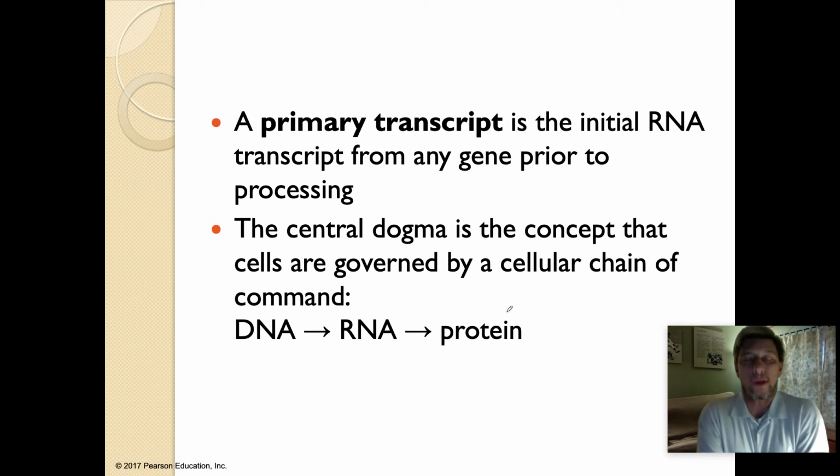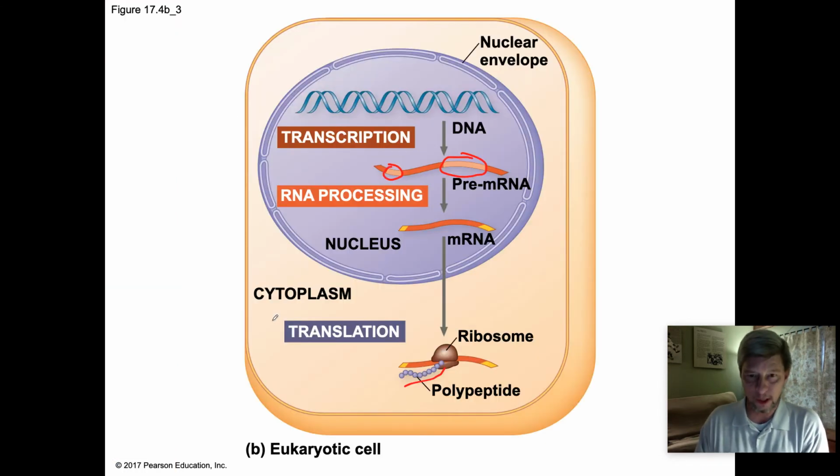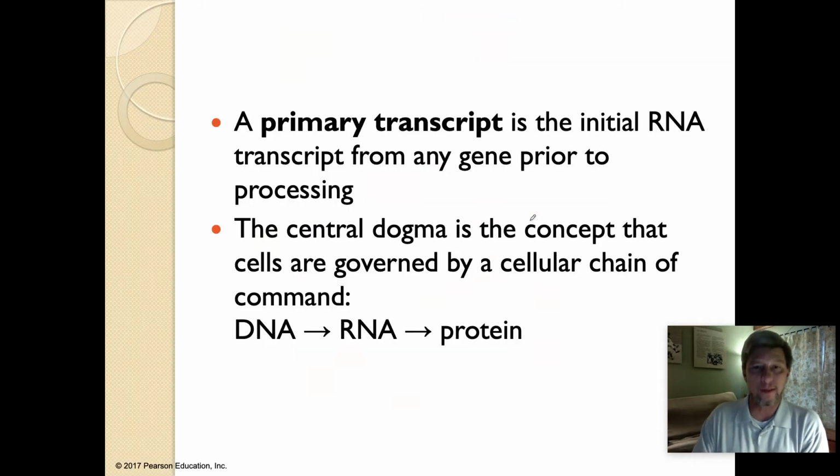The original piece of mRNA that's produced is called a primary transcript. That's what you would see here. This is the primary transcript. Once the primary transcript has been processed, it then will move through the nuclear membrane and find a ribosome to produce the protein. But always we go in this order, from DNA to RNA to protein.